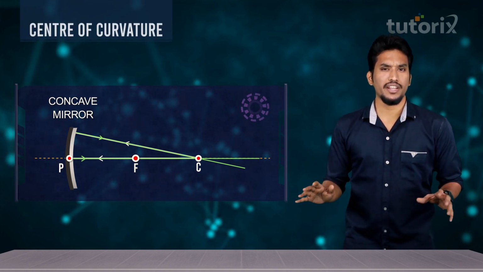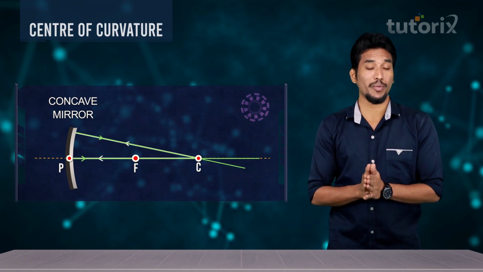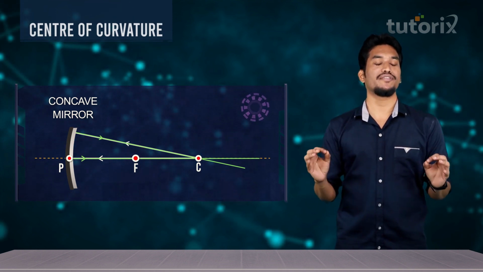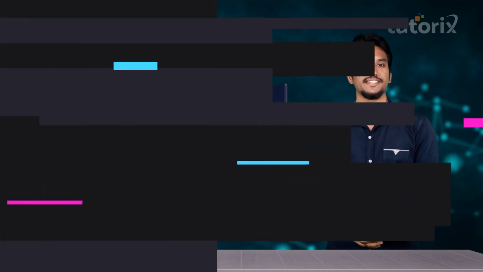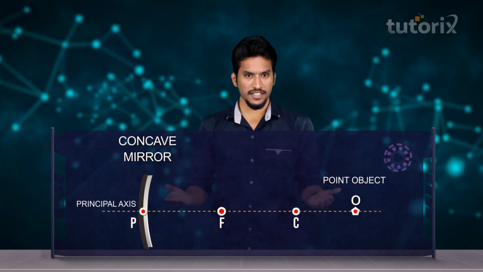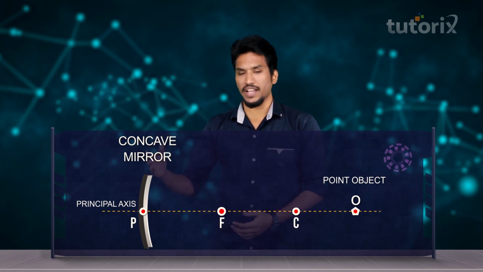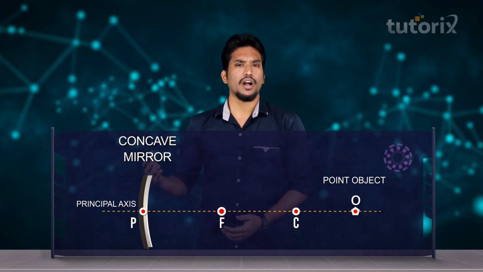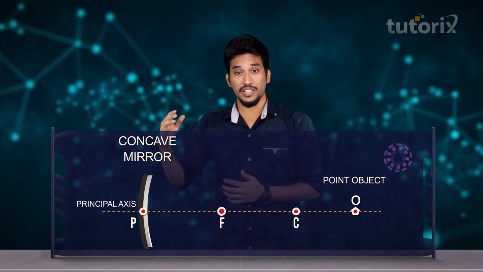Alright, now enough with the theory. Let's get some action by doing some real geometrical analysis, and then we can form the image of any object. Let us consider a point object placed on the principal axis, as you can see, and here we have the mirror, which is a concave mirror, curved inside.